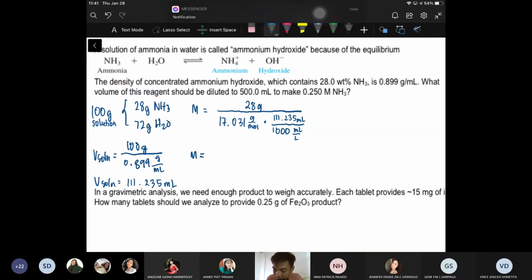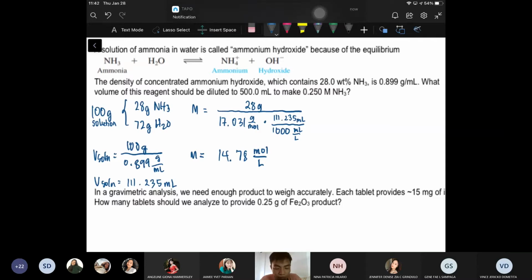Galit na galit tayo sa calcul natin. 28 divided by 17.031, divided by 0.111235. Okay, so the molarity is 14.78. Okay? Kasi nakalagay sa calcul ko 14.7800. Okay, so okay na yan. So yan, 14.78 molar. Ito yung original concentration ng ammonia. So ngayon, punta na tayo sa mismong problem.